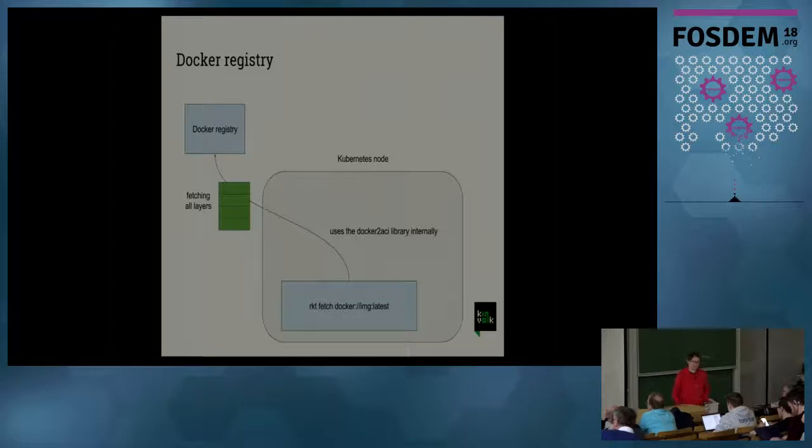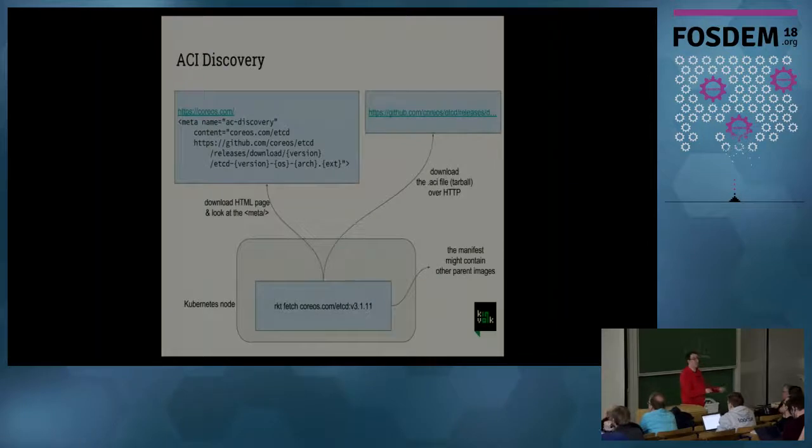So the way we get an image from the Docker Hub, from the Docker registry, is this way. Here I have a Kubernetes node with rkt installed on it, and when I get a Docker image, rkt will use the docker2aci tool internally to automatically support the Docker distribution model. And it will download all the layers of the Docker image from the Docker registry. In this model, you can configure your Kubernetes cluster to use either the Docker Hub or your own registry if you want to.